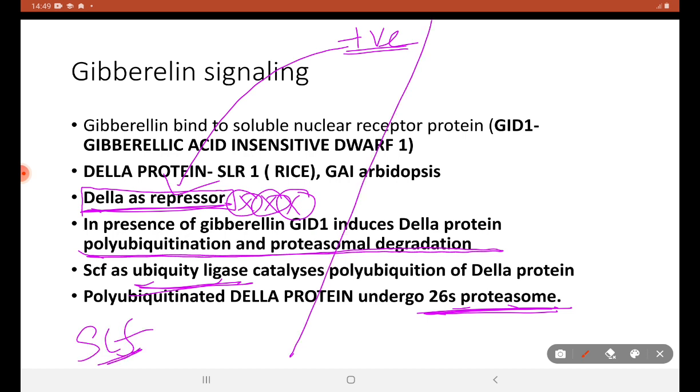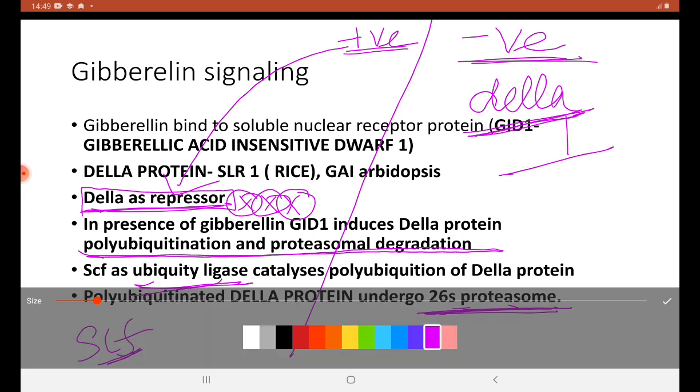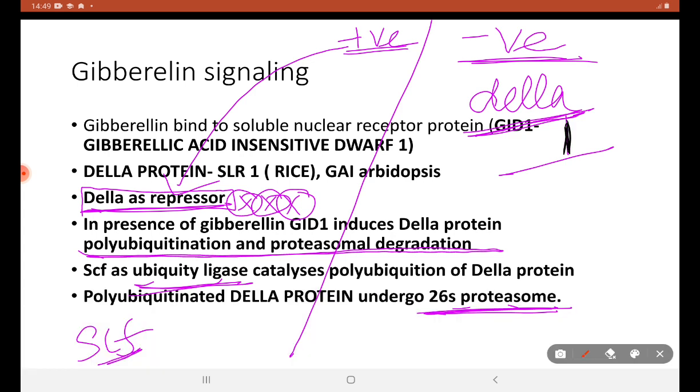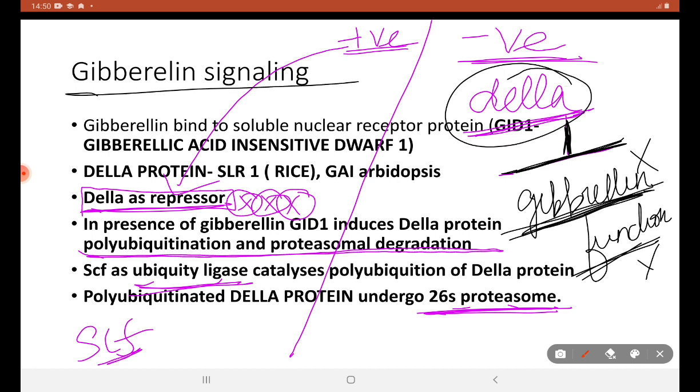This is one side of the story. The other side: if gibberellic acid is not present, DELLA protein will come, bind and repress all the functions of gibberellin. So functions of gibberellin like seed germination, stem elongation, flowering, fruit setting and internodal elongation will not be seen if DELLA protein comes and binds. This is the whole story.